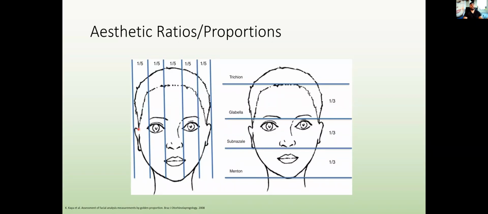Now, in some of those images that I showed you earlier of those celebrities and stars, they don't exactly fit into either one of these. That just goes to show that it's not one rule that fits all, but this is what we can generalize amongst the general population.